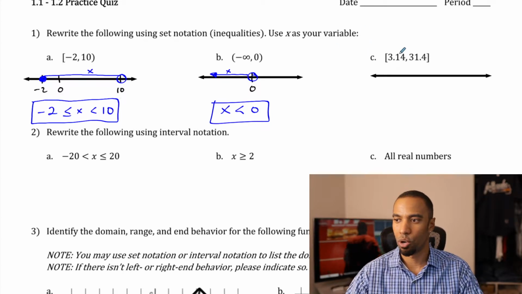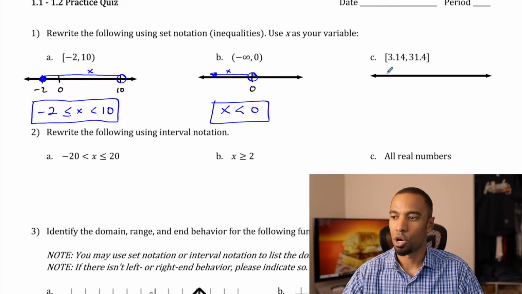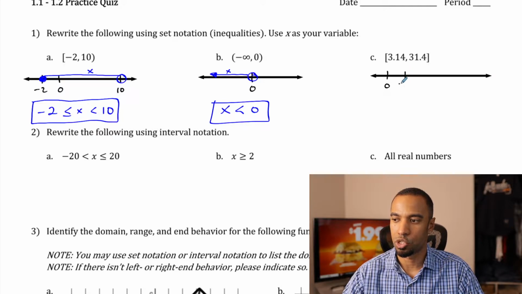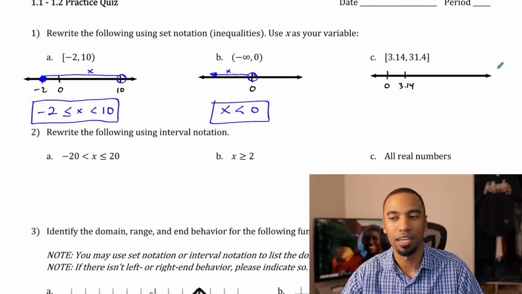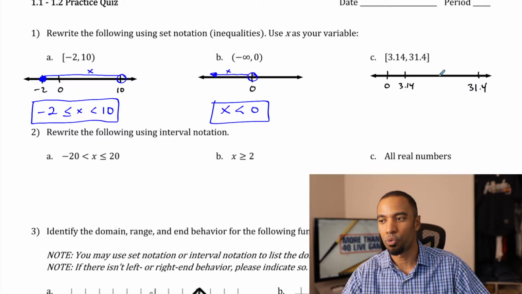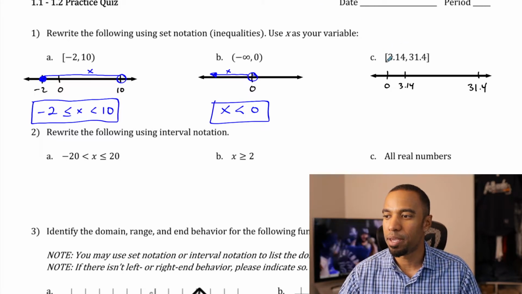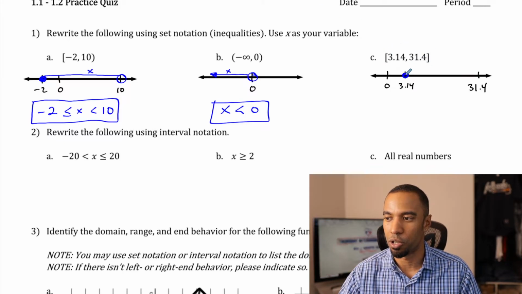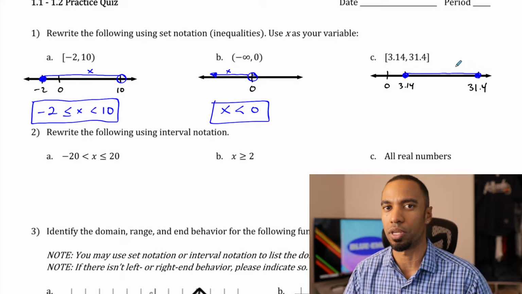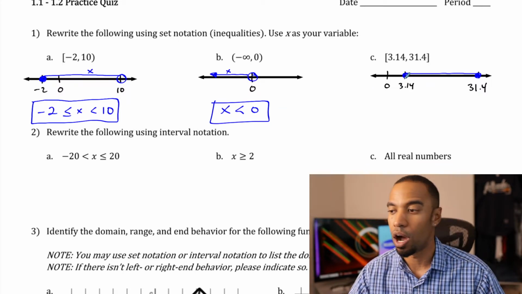All right, C, we're going from 3.14 to 31.4. So like if 0 was here, this is 3.14. Hey, that's like pi in approximation. Here's 31.4. X is between 3.14 and 31.4. That means 0 is not included. And because they're both square brackets, that means it's a closed circle on both of them. Once again, not something we're doing for number line stuff, but I will be talking about closed and open circles later. So I hope that makes sense, that closed circles are included, open circles are not.